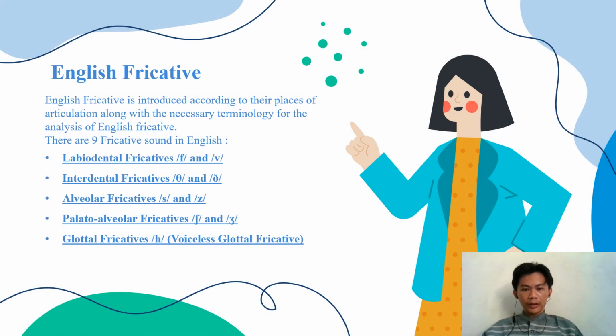English fricatives are introduced according to their place of articulation, along with the necessary terminology for the analysis of English fricatives. There are nine fricative sounds in English: f, v, th, th, s, z, sh, zh, and h.